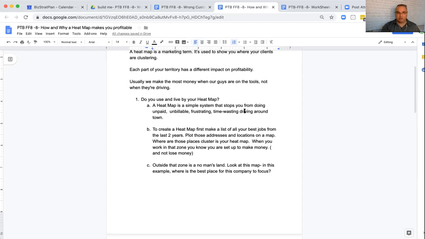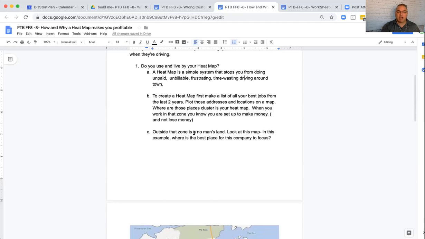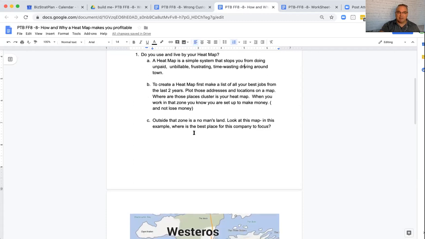We don't get paid to drive, unless you're a courier company, but you wouldn't have taken this training if you were, right? To create a heat map, make a list of all the best jobs from the last 2 years and plot those addresses and locations on a map. It's super simple. You can do it on Google Maps, or you can just get a map of your city, put it on the wall and stick in pins, like you see on those cop shows.